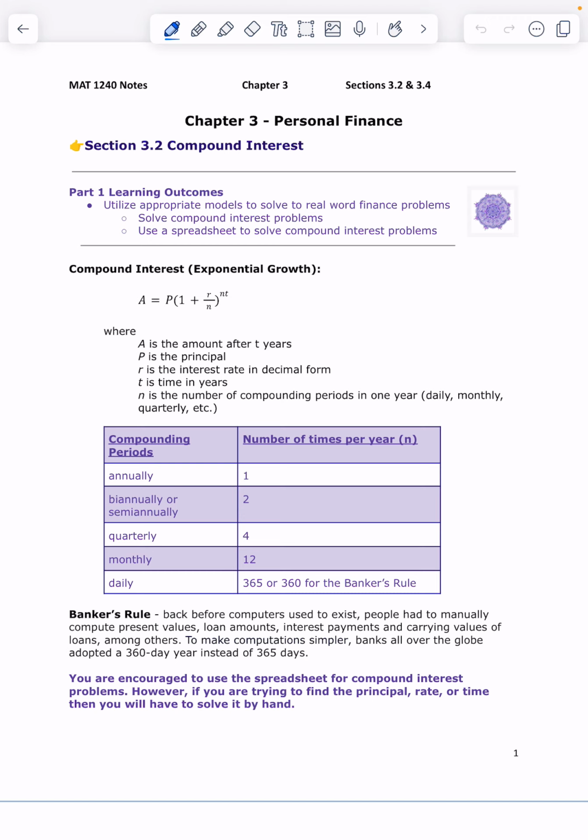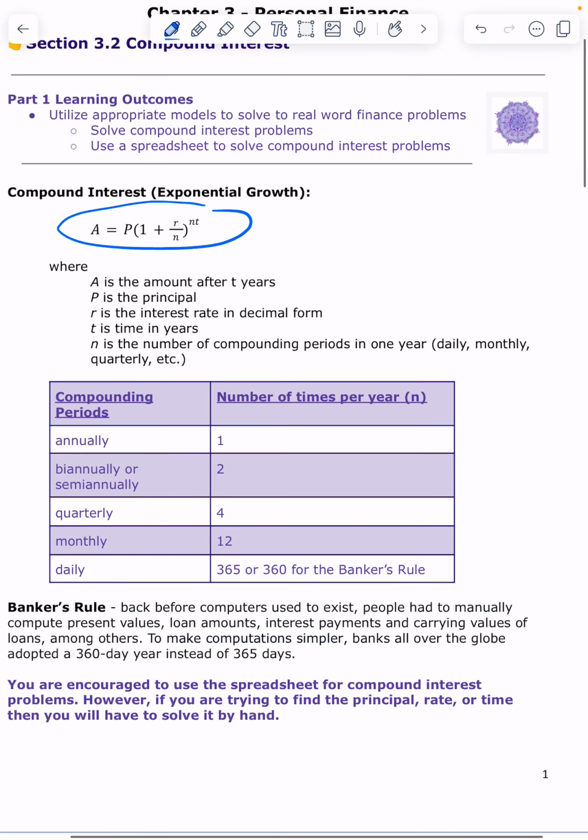And we've seen it before, but here it is again, the compound interest or exponential growth formula, where A is the amount after t years, P is the principal, or starting amount, R is the interest rate in decimal form, T is time in years, N is the number of compounding periods in 1 year, daily, monthly, quarterly, etc. So for these and future formulas to come, it's important to know what these words mean.